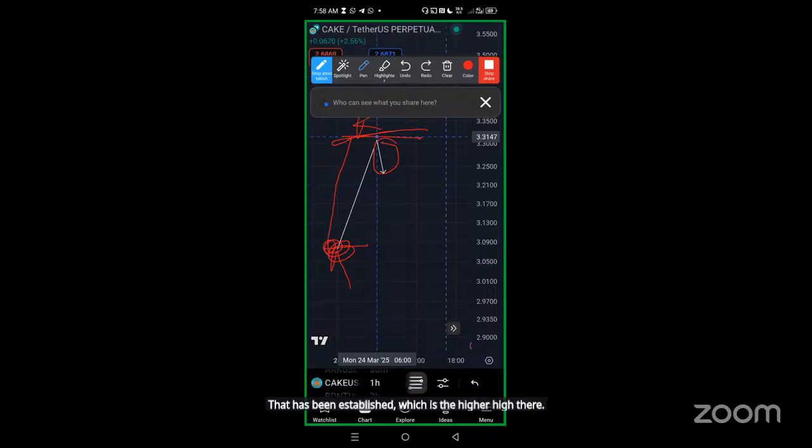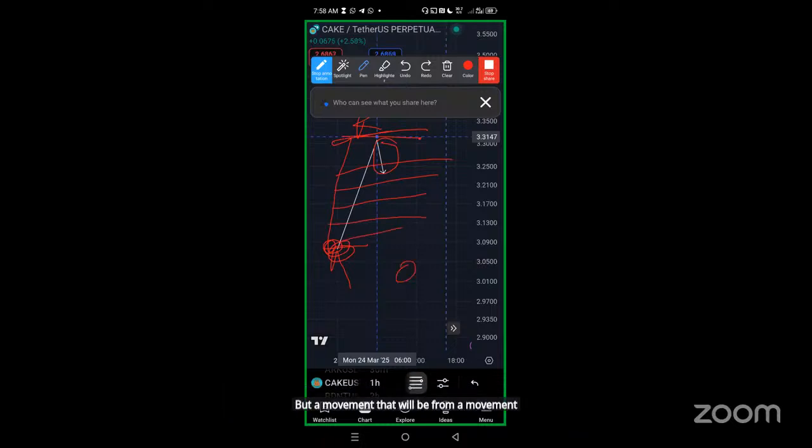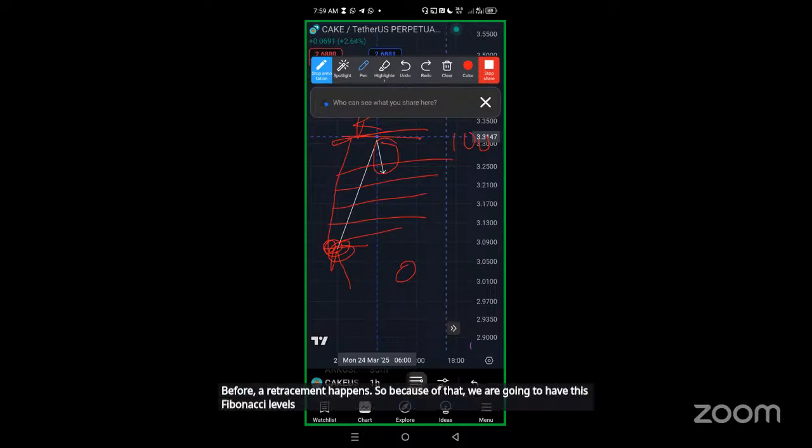Then by so doing that, we shall have the Fibonacci establishing the different price reaction levels, but a movement that will be from 0 to 100. It will monitor a movement by 100%. That's what the Fibonacci does. It captures the market price movement by 100% before a retracement happens. So because of that, we're going to have these Fibonacci levels established automatically for you, capturing those key price reaction levels in between the 0 and 100.